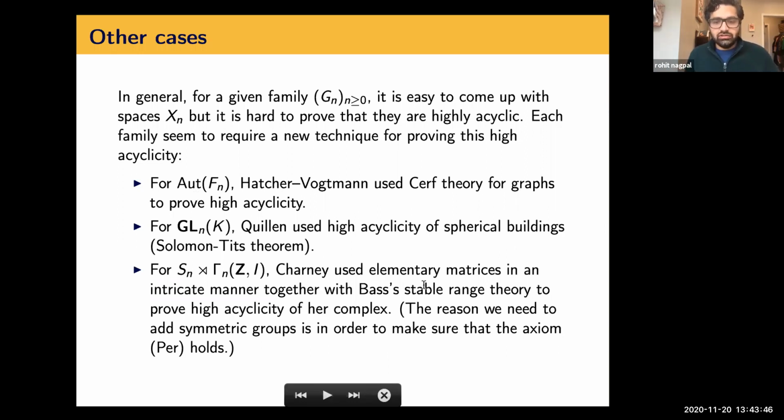Right, so Charney used some elementary matrices to prove her complex is highly acyclic. So I was saying that Charney's proof essentially boils down to using the fact that there are enough elementary matrices, and she used this fact to actually prove her complex is highly acyclic, and she constructs some complex for congruence, right?